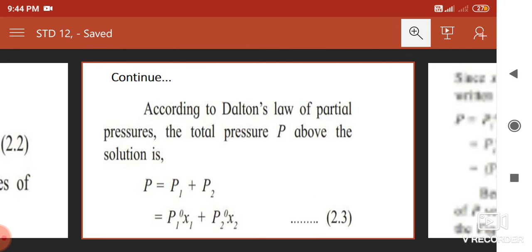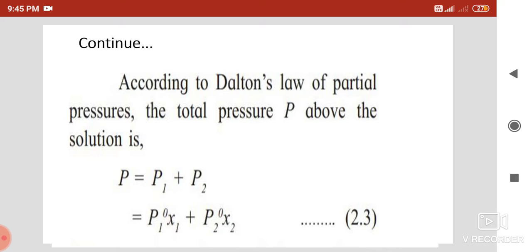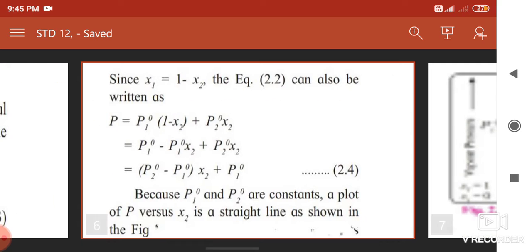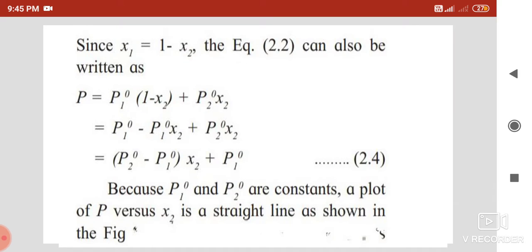Now see next one. According to Dalton's law of partial pressure, the total pressure P above the solution is P equals P1 plus P2. So you can say P equals P1⁰ X1 plus P2⁰ X2. Now we know the total of the mole fractions in the solution is unity. So X1 plus X2 equals 1. If we transfer X2, X1 is equal to 1 minus X2.